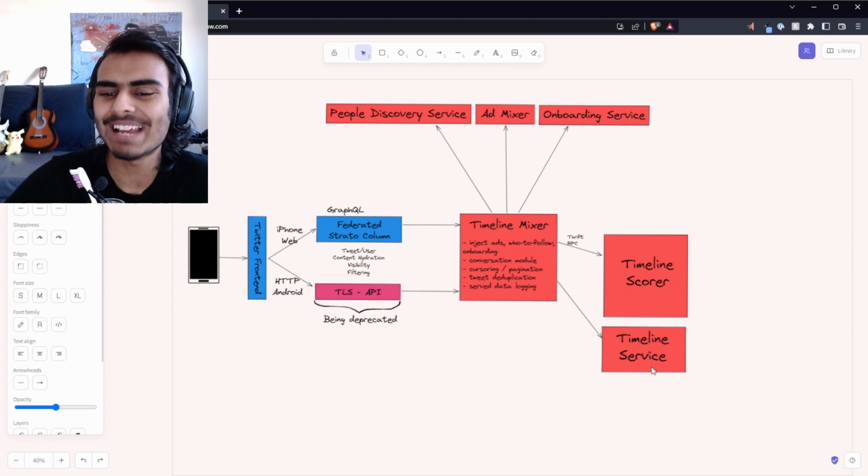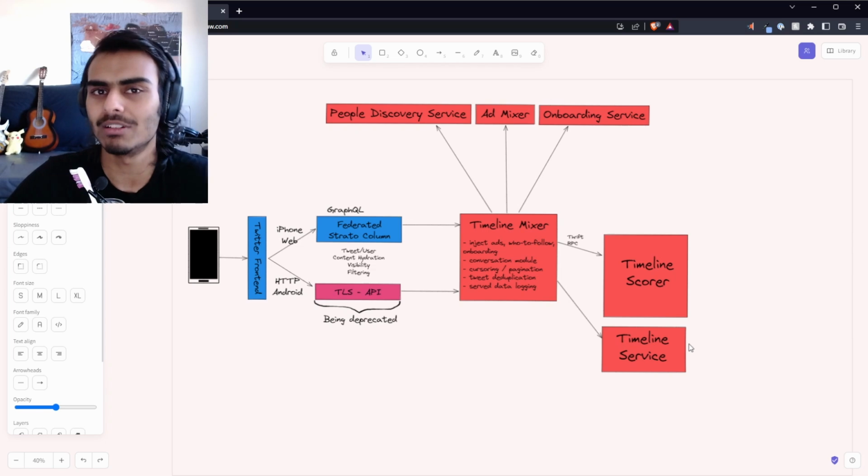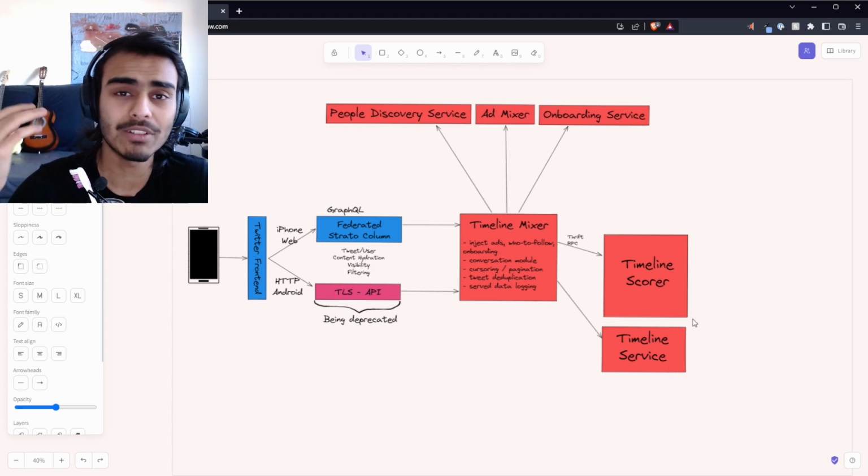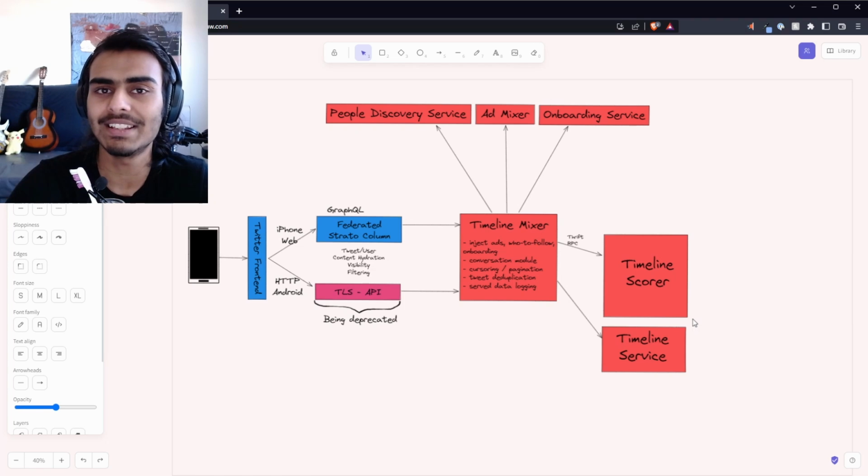My guess is that Timeline Service is responsible for fetching some list of tweets, and then Timeline Scorer would be responsible for taking those tweets, running them through some sort of machine learning model or prediction model, and coming up with scores of how relevant these tweets are to you so that they can be shown on your homepage.